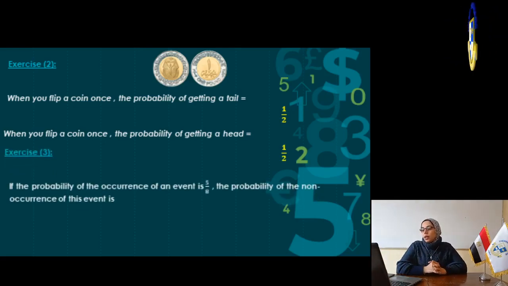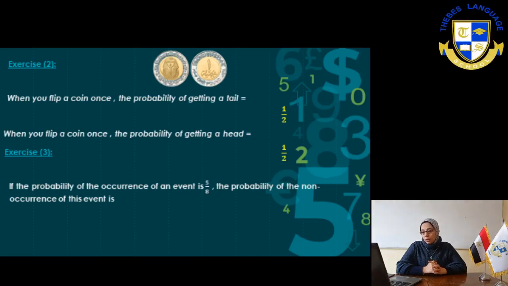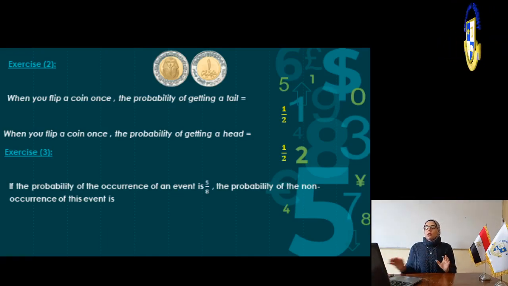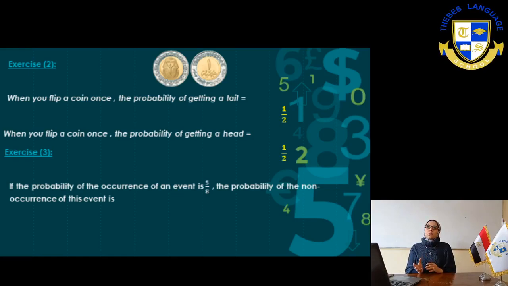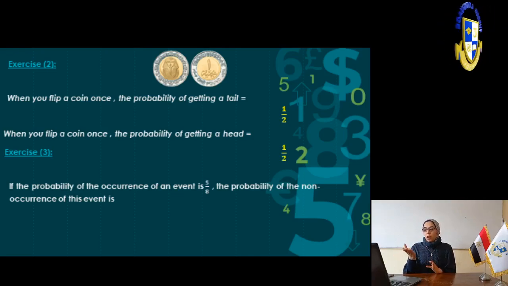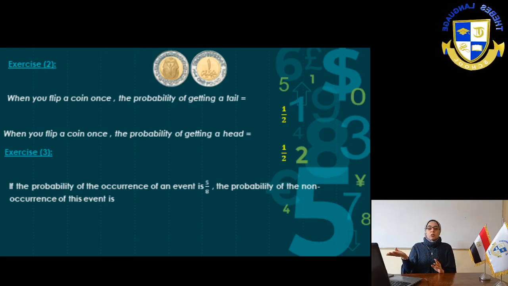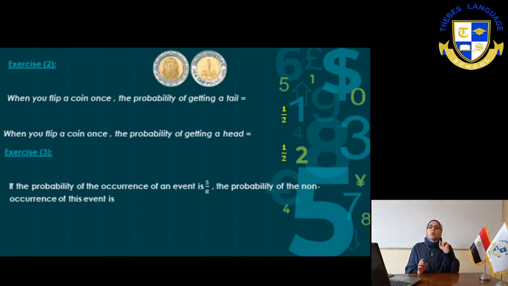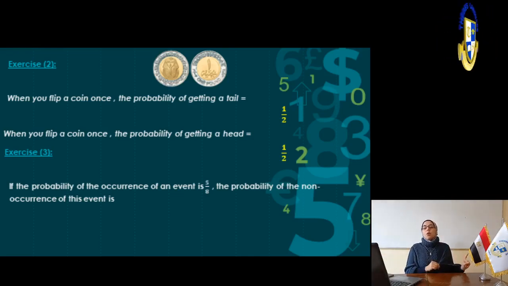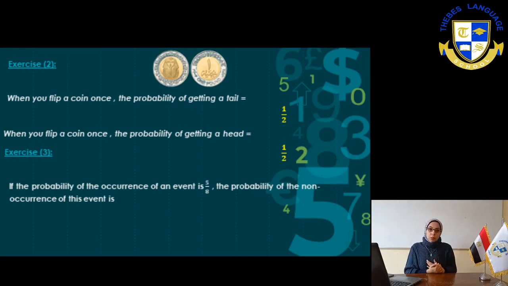If the probability of the occurrence of an event is 5 over 8, the probability of the non-occurrence of this event is? To get the complete probability, we said that it will be 1. So if we have an occurrence event and we want to get the non-occurrence, just subtract the fraction or the decimal which we have from 1. 1 is the total or the sum of all possible probabilities.